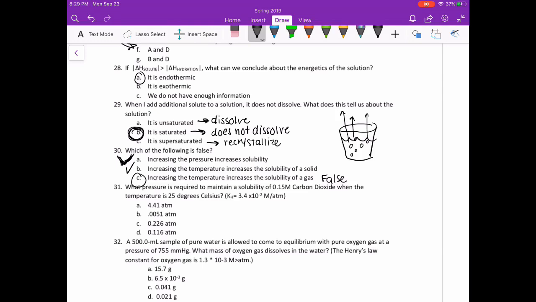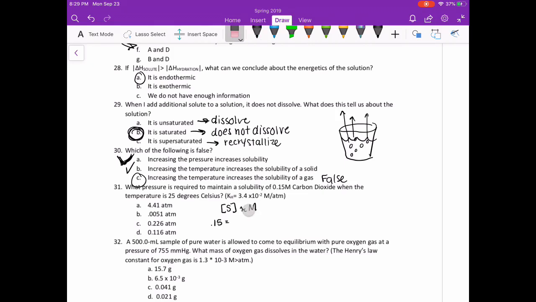Alright, so 31, what pressure is required to maintain a solubility of 0.15 carbon dioxide when the temperature is 25 degrees Celsius? So for this, you're using Henry's law, which is solubility equals KH times pressure. If you're ever unsure, like I was just for a second, just look at your units for KH, right? It's molarity per ATM.